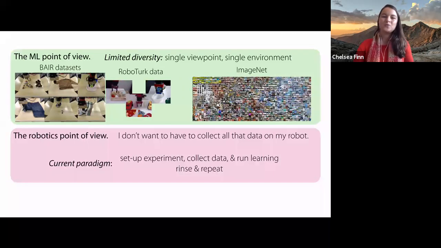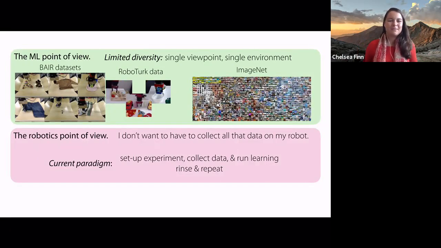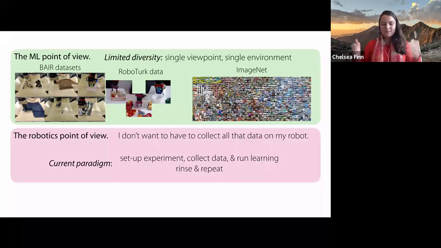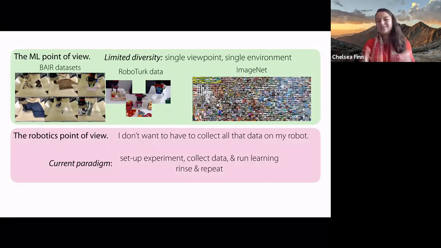And if we hope to acquire generalization at the level of ImageNet, then maybe this paradigm isn't quite the right solution. Because if we wanted to collect something as broad and diverse as ImageNet, for example, we would need to do that for every single experiment that we ran. And it's obviously not practical to collect ImageNet for each experiment.